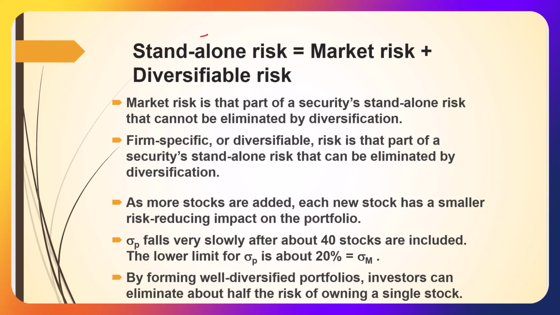As you add more stocks together, each new stock has a smaller risk-reducing impact on the portfolio. It falls very slowly after about 20 to 40 stocks. So the lower limit, per our previous graph, is around 20%. So by forming well-diversified portfolios, investors can eliminate about half the risk of owning a single stock.